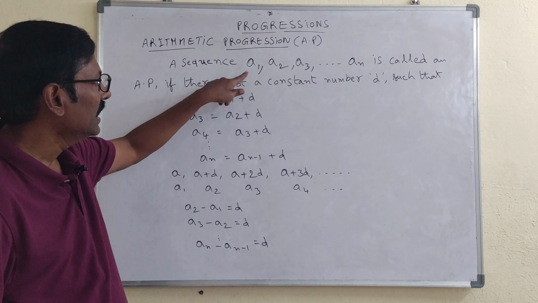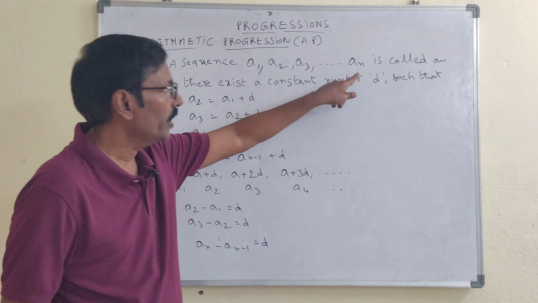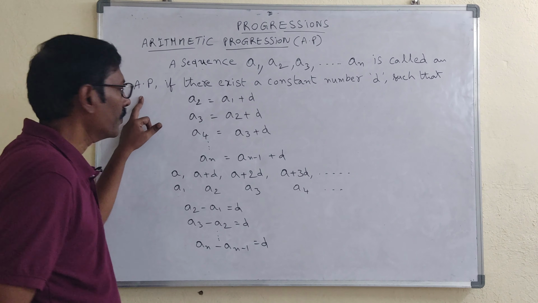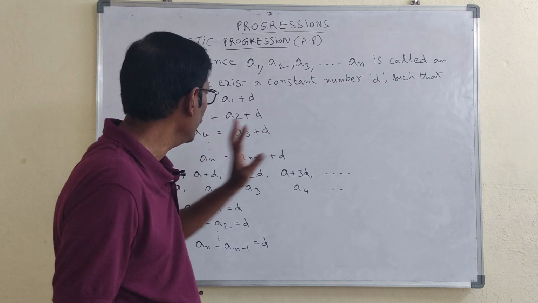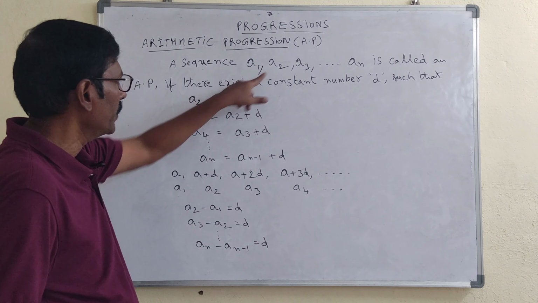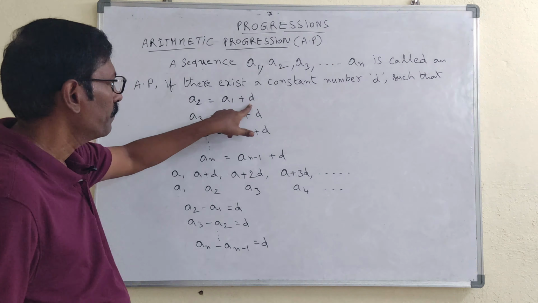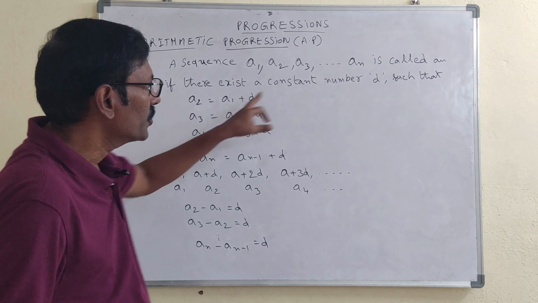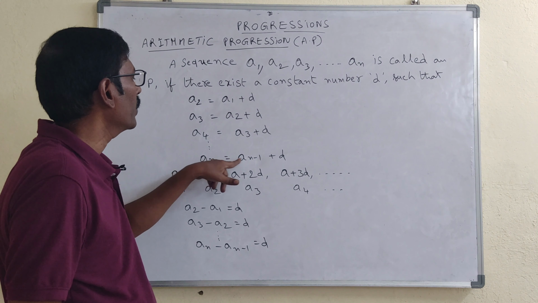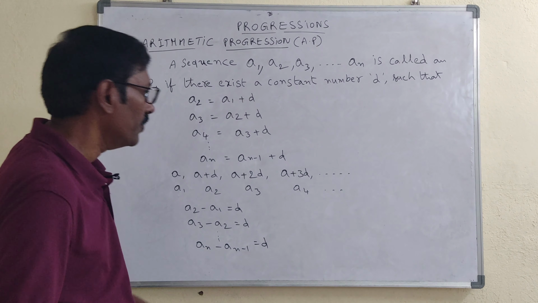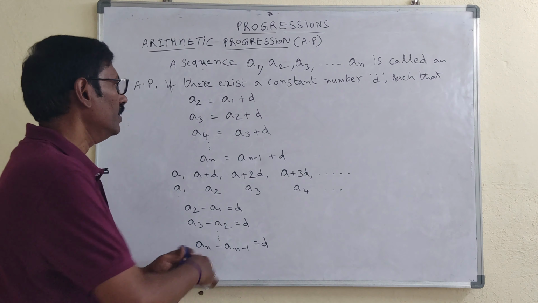A sequence A1, A2, A3, up to An is called an arithmetic progression if there exists a constant number D such that the A2 term is equal to A1 plus D, the A3 term is equal to A2 plus D, like that the A4 term is equal to A3 plus D, up to the nth term An equal to An minus 1 plus D. If you observe here, for A4 we have to add this constant D to the previous term A3.